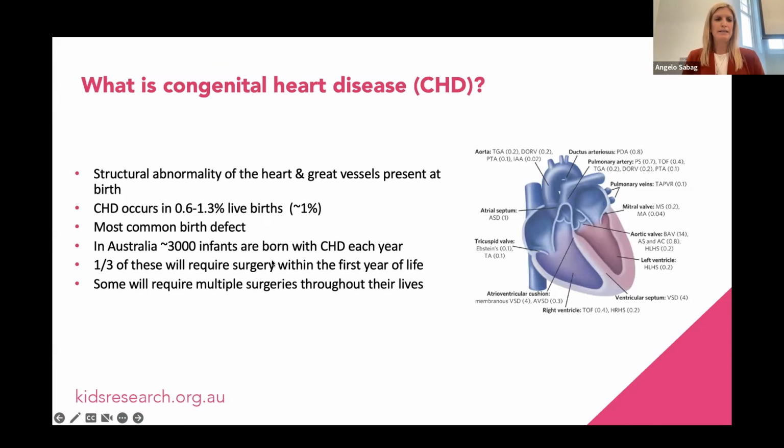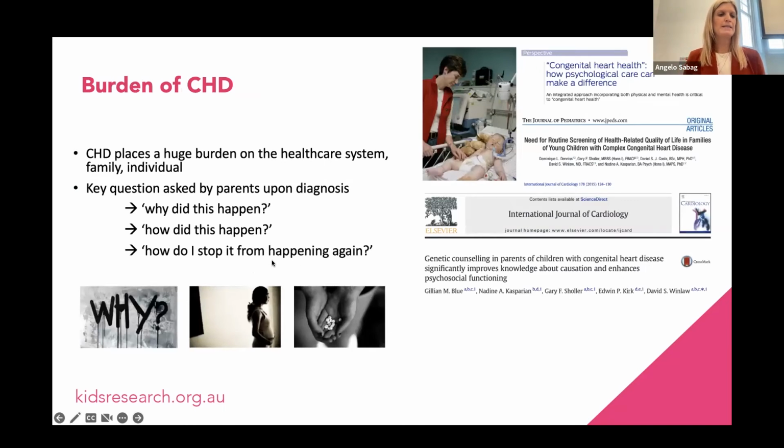So what do we know about congenital heart disease? Well, it's a structural abnormality of the heart and great vessels that is present at birth, and it occurs in about 1% of live births, and it really is the most common birth defect that we see. In Australia, about 3,000 infants are born with congenital heart disease each year, and a third of these will require surgery within the first year of life, with some of them requiring multiple surgeries and intensive care throughout their lives. So it places a significant burden on the healthcare system, but also on the family and very much on the individual throughout their lives in terms of the social, financial, but also psychological perspectives.